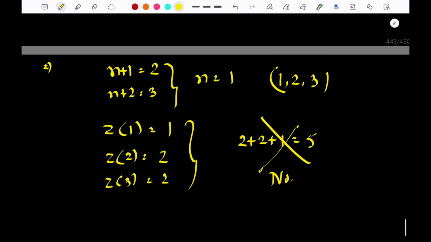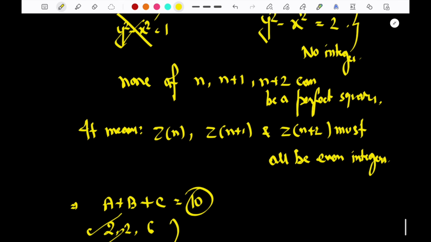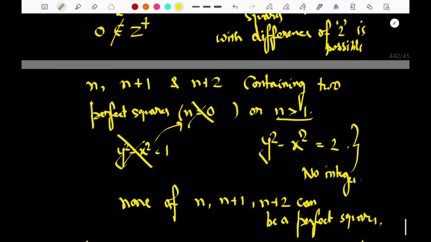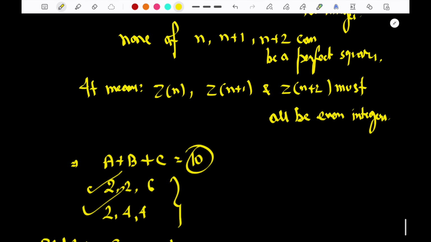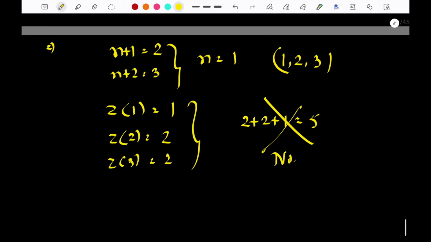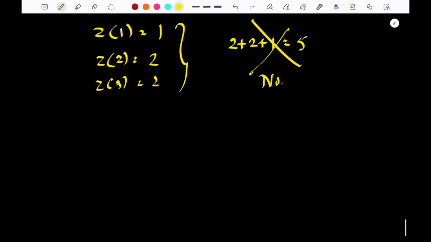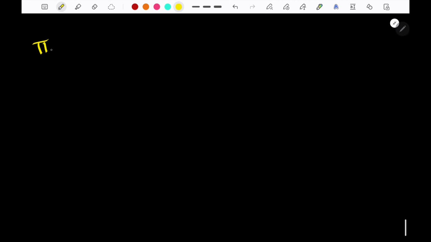So basically not possible. Now, what is the remaining possibility? The remaining possibility is 2, 4, 4. So we'll see the next possibility, 2, 4, 4. So let's check out the sets. First set taken is 2, 2, 6. Second set is 2, 4, 4.